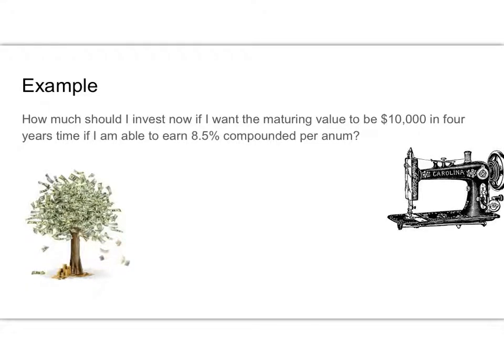You'll notice I have a money tree over here. That's because I need to buy a sewing machine. So how much should I invest now if I want the maturing value to be $10,000 in 4 years' time if I'm able to earn 8.5% compounded per annum?